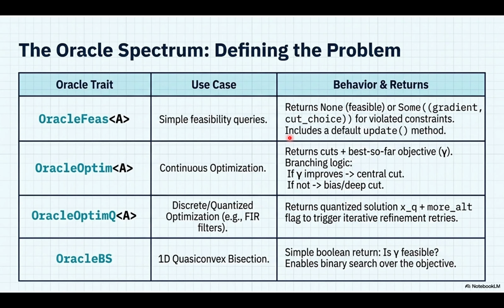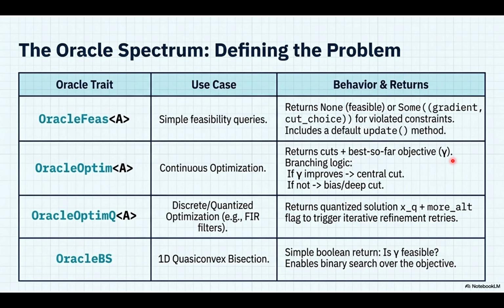Slice it off. Right. And then the text introduces Oracle Optim, the optimization oracle. And this one seems to hold a bit more memory. Like, it doesn't just ask if a point is feasible, it tracks the best so far objective value, which it calls gamma. Right, because in optimization, you aren't just looking for an answer that works. You are looking for the absolute best answer.